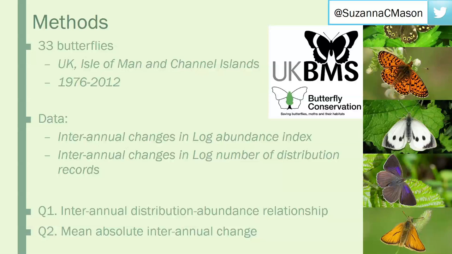For the second question, we were interested in variability. How we looked at variability is we took our series of interannual changes for abundance and for distribution records. We converted all the change values to positives and we averaged. So what we got was the average size of interannual change. We took an absolute value because we were interested in the magnitude of the interannual changes, not the direction. If we averaged across positive and negative changes, they would have cancelled each other out. So those were our methods.